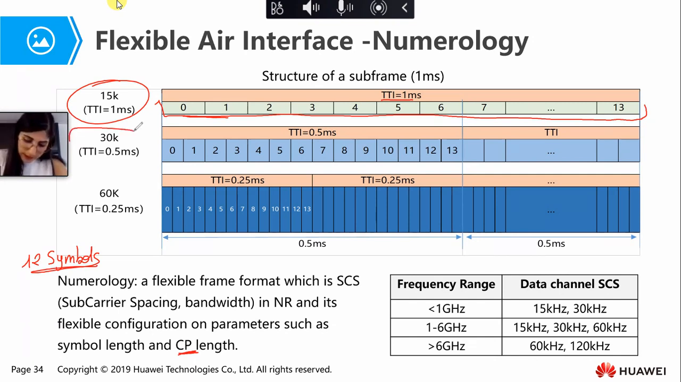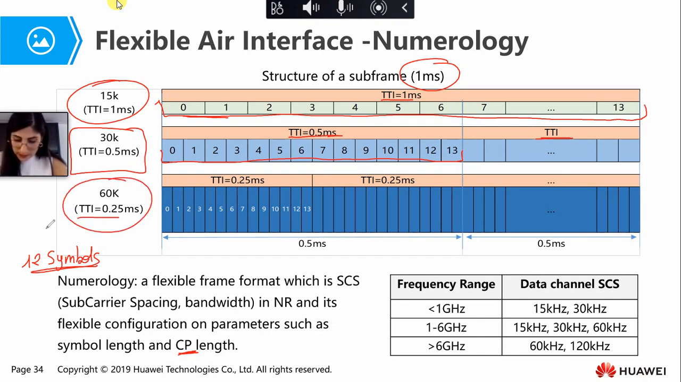Then from here, you can see at 30 kilohertz, the TTI is 0.5 milliseconds. So in one subframe, we have 2 slots, each one containing 14 symbols. And with 60 kilohertz, we have a TTI of 0.25 milliseconds. So every 0.25 milliseconds, we have 14 symbols. So in one subframe, we have 4 slots.